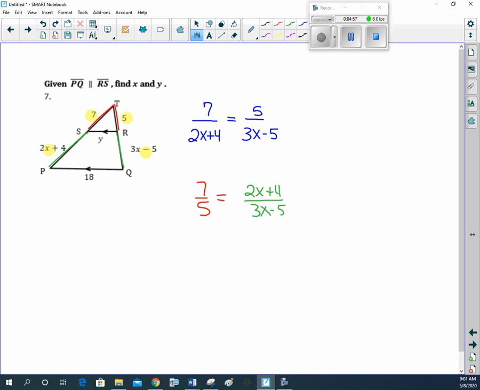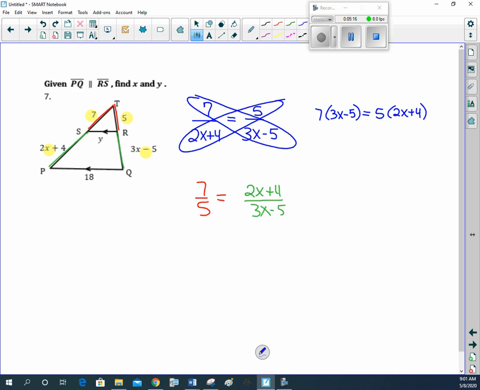So if we cross multiply, do we end up with the same thing? Well, we would in either one. I'll just solve the one on the top. So we're going to go 7 times 3x minus 5 equals 5 times 2x plus 4.